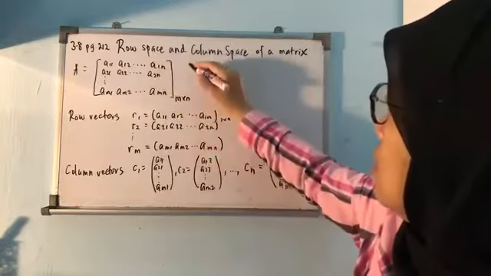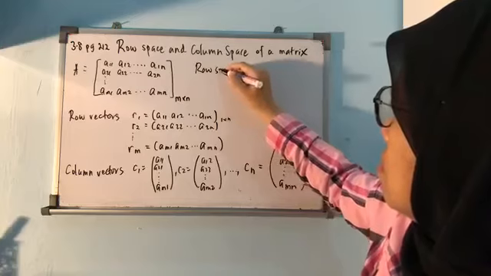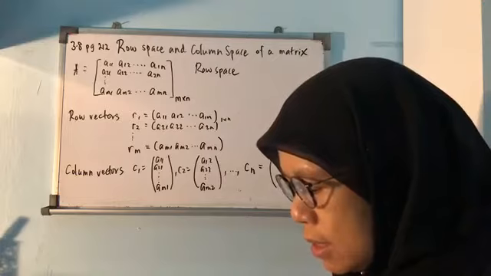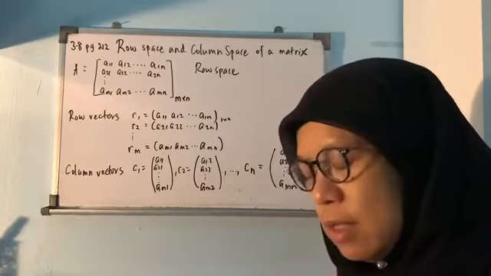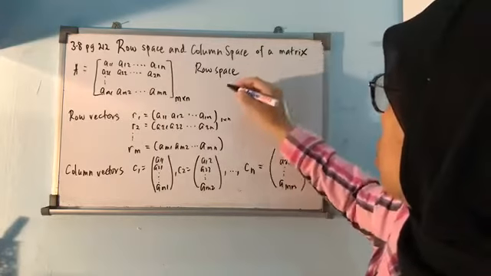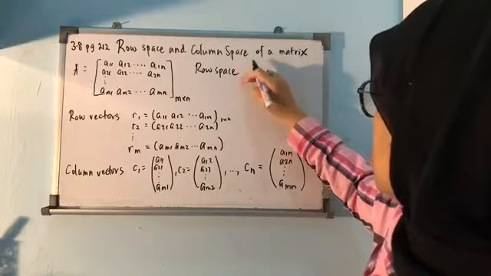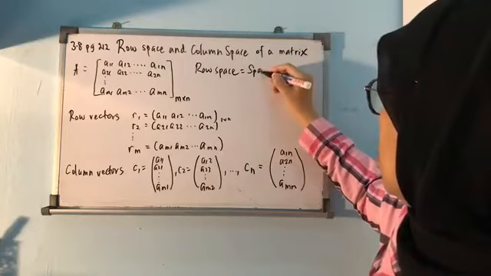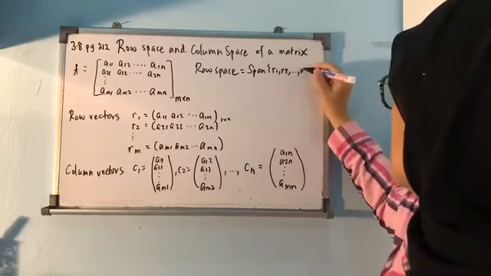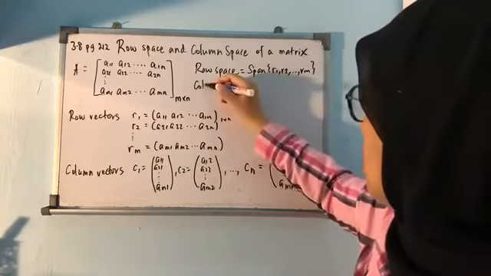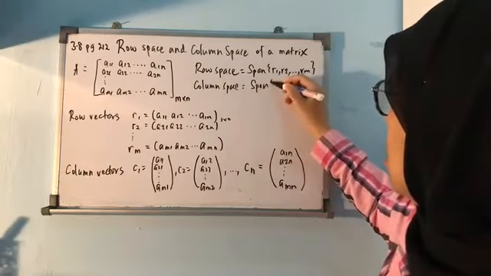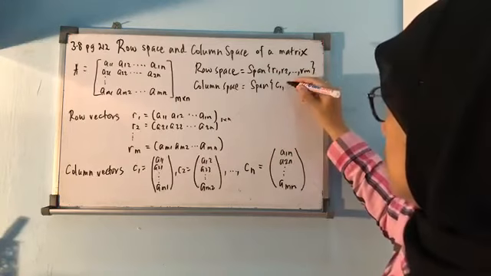Now, what is row space and column space? So row space is the subspace spanned by the row vectors, and the column space is the subspace that is spanned by the column vectors. So row space is the span of the rows, and column space is the span of the column vectors.